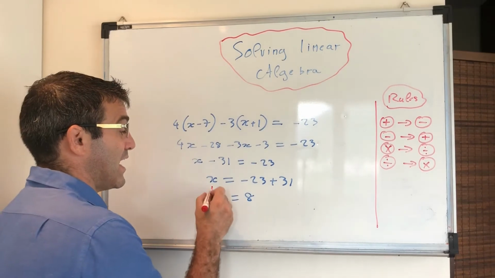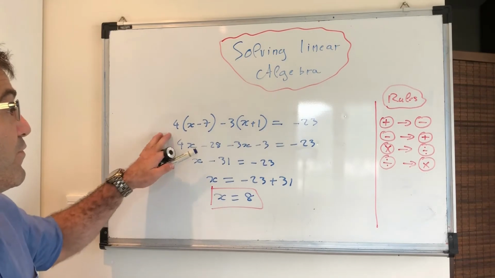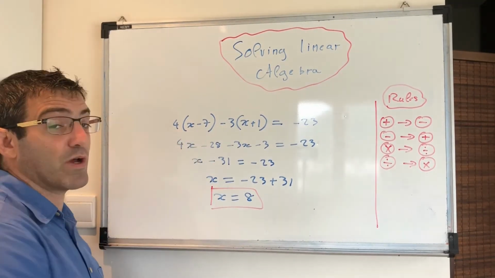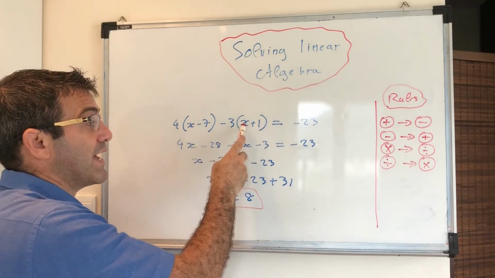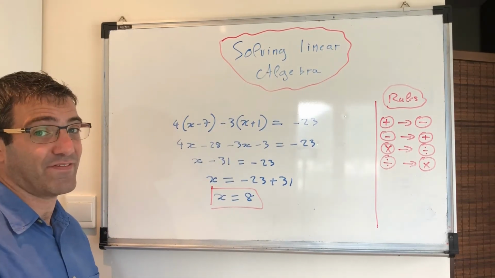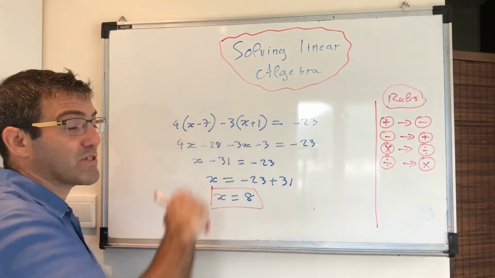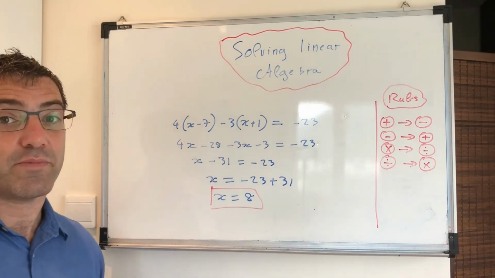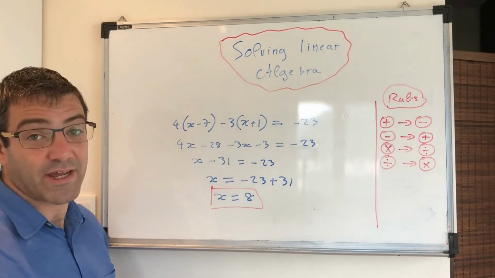Now, again, I need to double check my work. So how do I double check my work? I just plug it in. 4 times 8 minus 7. What is 8 minus 7? That's 1. So 4 times 1 would be 4. And then minus 3 times x plus 1. 8 plus 1 is 9. Negative 3 times 9 is negative 27. So this is negative 27 and this is 4. What is 4 minus 27? Oh, negative 23. So I know for sure that I got my answer right. And therefore, I can move on and be happy that I got the question right.